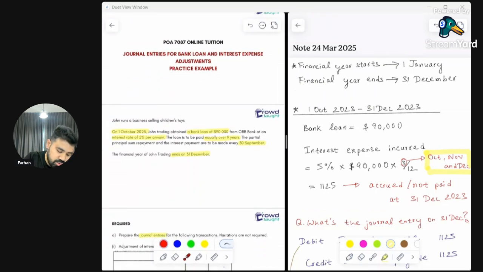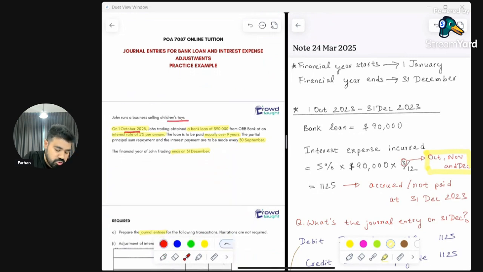John runs a business selling children's toys. On 1 October 2023, John Trading obtained a bank loan of $90,000 from OBB Bank at an interest rate of 5% per annum. The loan is to be paid equally over 9 years. The partial principal sum repayment and the interest payment are to be made every 30 September.